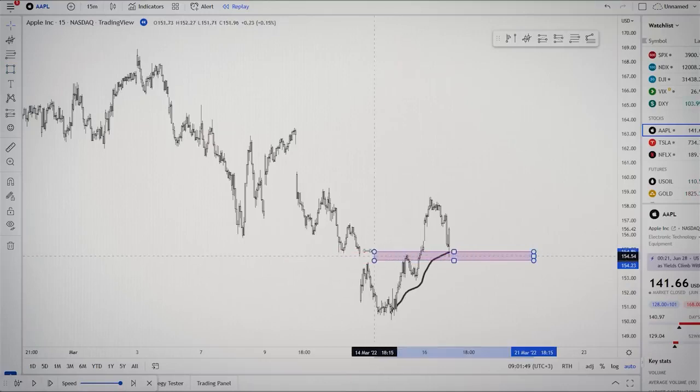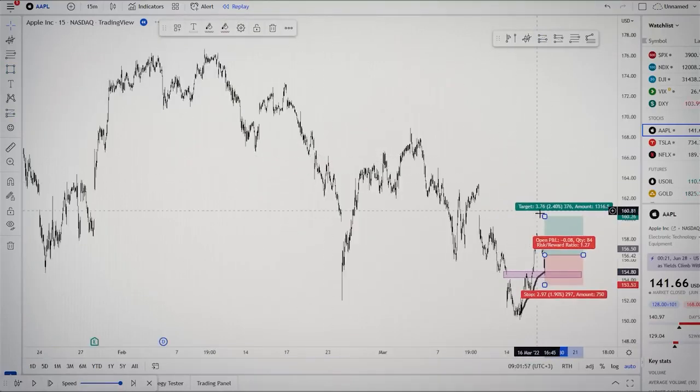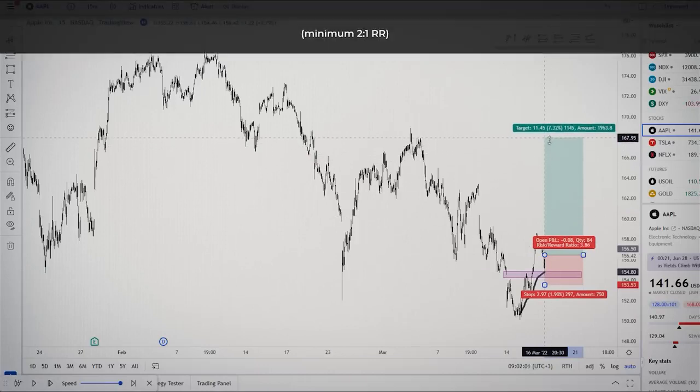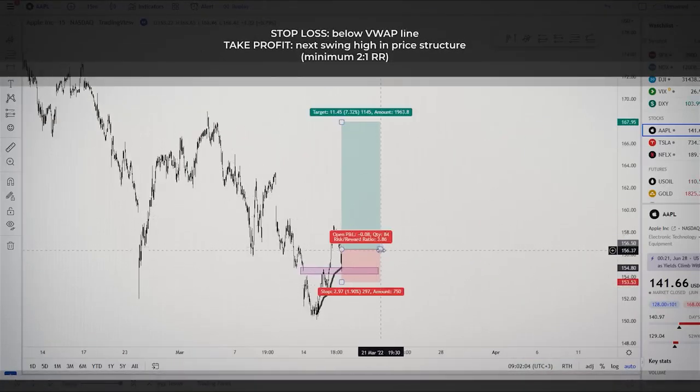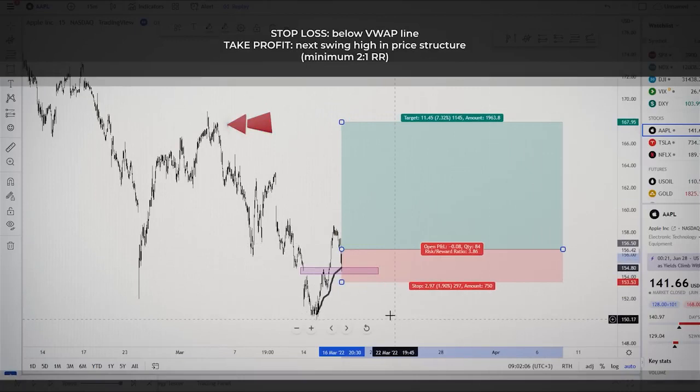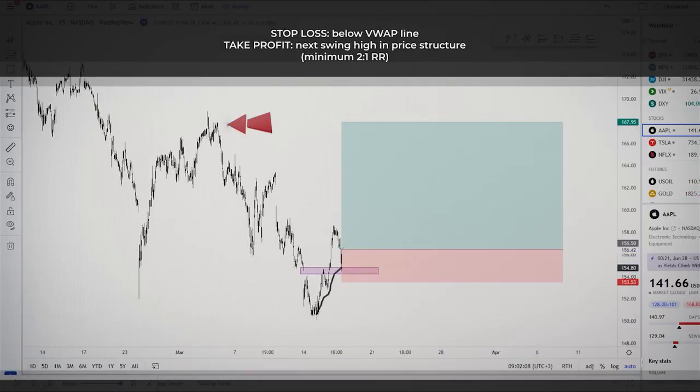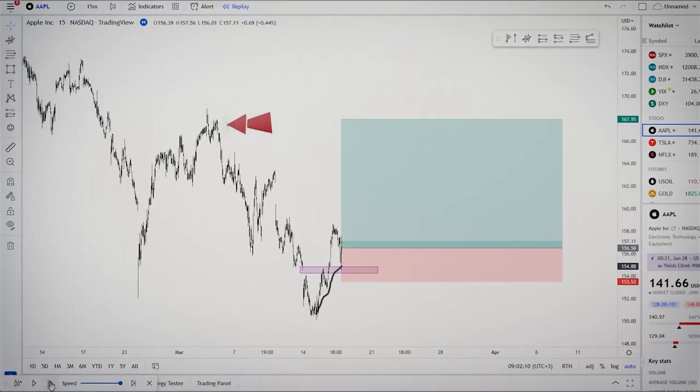Here's the signal. I see a rejection of the breakout area and at the same time a rejection of the VWAP. Stop loss below the VWAP line, and we target this swing high in the price structure, a risk to reward ratio of around 4.